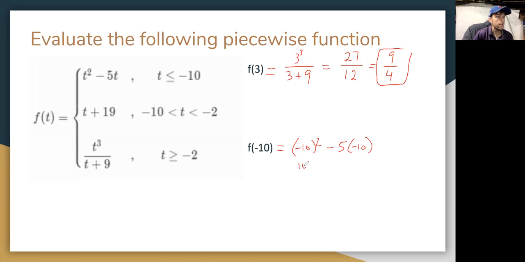So we end up with 100 plus 50. So we get an output of 150. But again, if you use the wrong piece, right, if you use this piece, -10 plus 19, you would have gotten 9, and that's not the right answer. You're evaluating this piece correctly, but it's not supposed to be used with that particular number. Okay.